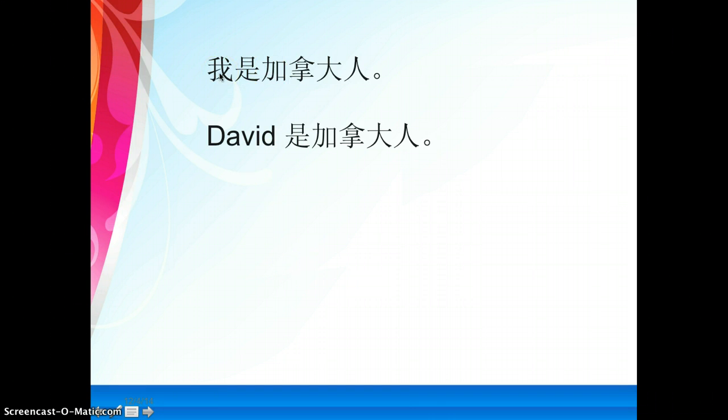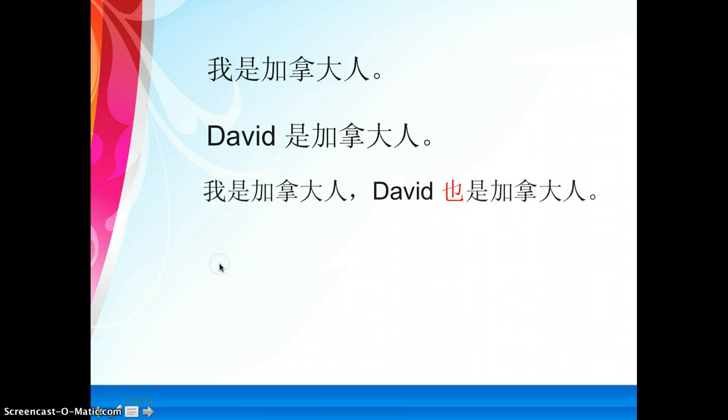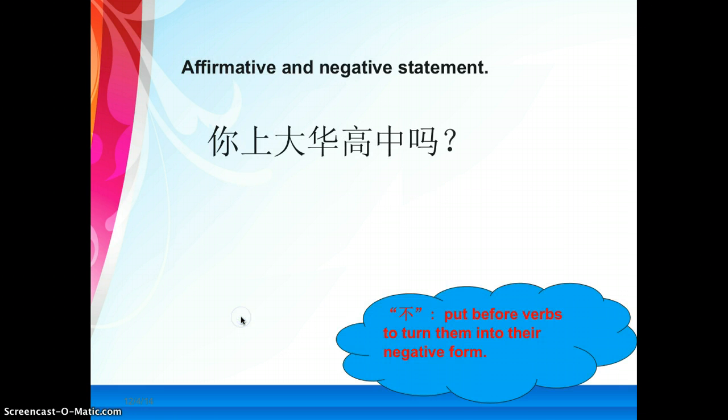In these two sentences, what is the verb? 是, right? So subject, verb, object. So 是, which is to be, in these two sentences, is the verb. So just follow the rule. 也 goes before the verb in the second sentence. So let's put them together. This will be 我是加拿大人，David 也是加拿大人。Okay, it's pretty easy, right? It just follows the rule: 也 goes before the verb, to connect two similar sentences. Okay, that's about it for 也.